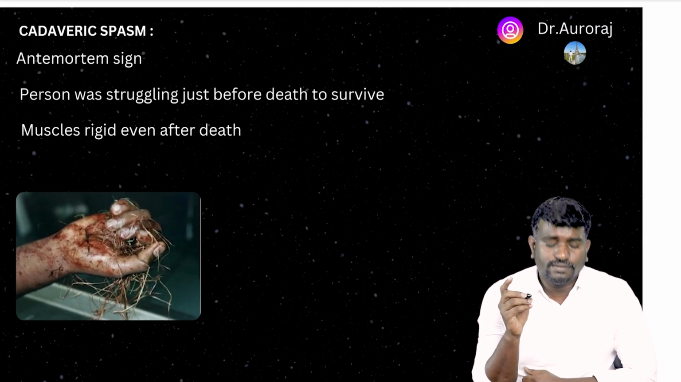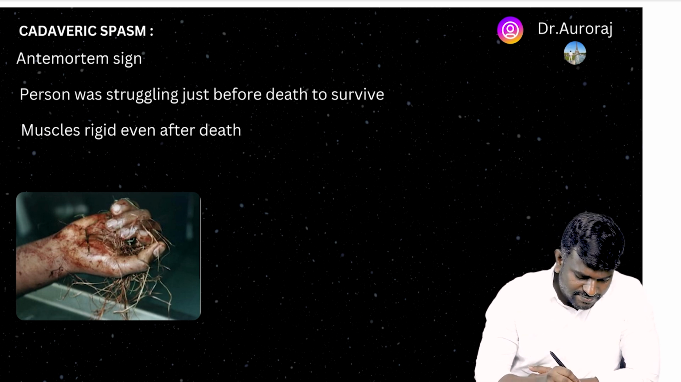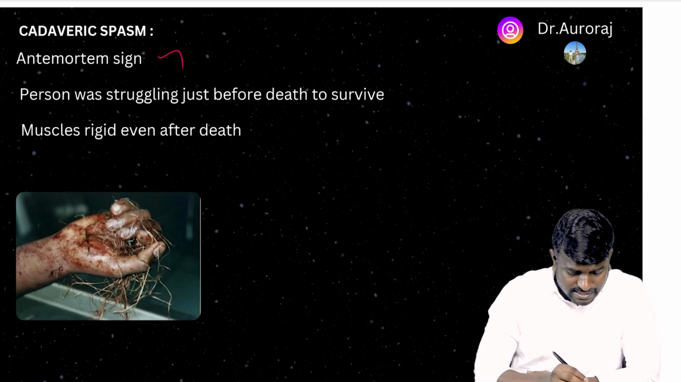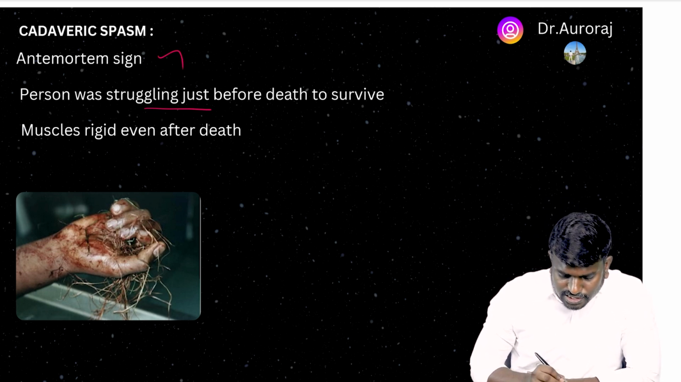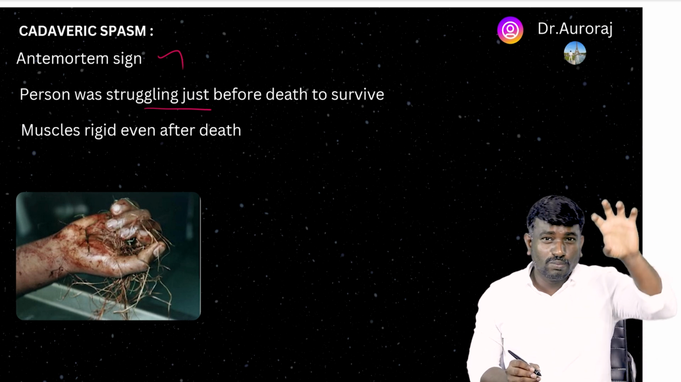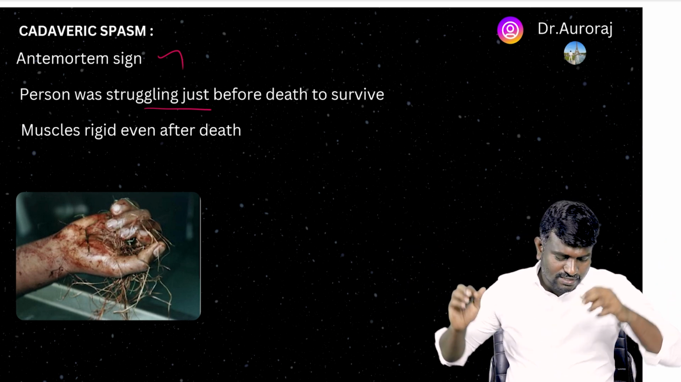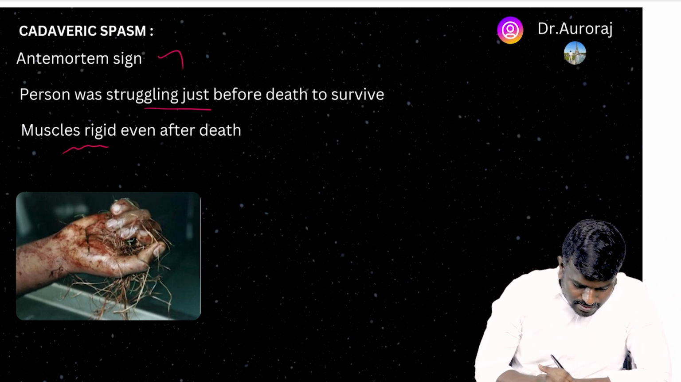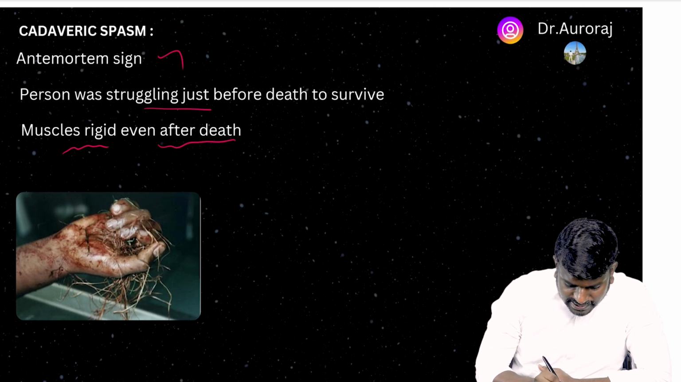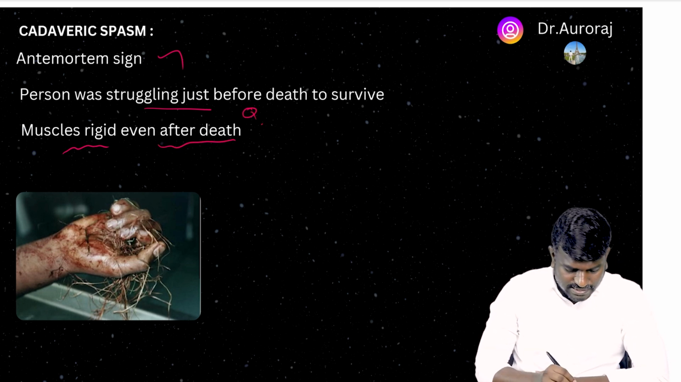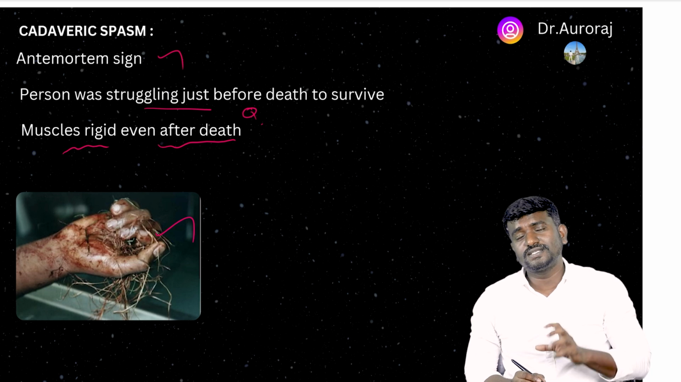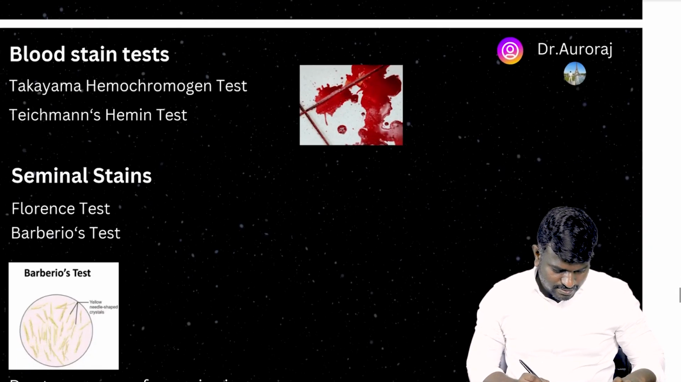Cadaveric spasm is going to be what? It is an antemortem sign. Yes, the person was probably struggling just before death to survive. Probably he was trying to hold on to something when he was drowned. And what happens? The muscle becomes rigid even after death, in cadaveric spasm. Yes, this is going to be the image of what? Cadaveric spasm. Please remember.